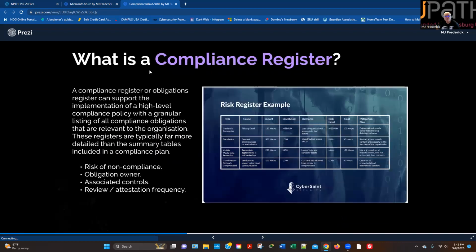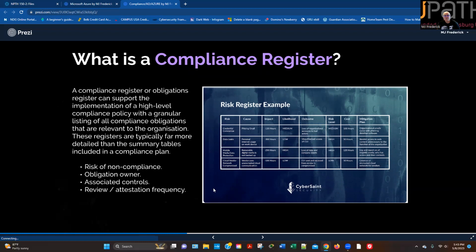So the compliance register, what's a compliance register? Well, we're looking at the risk, right? So a compliance register, or what's called an obligations register, can support the implementation of a high-level compliance policy with a granular listing of all of the compliance obligations that are relevant to your organization. And these registers are typically far more detailed than the summary tables that we see in a compliance policy or a compliance plan. Again, back to the risk of noncompliance, obligation of owner, associated controls, and review and attestation frequency.